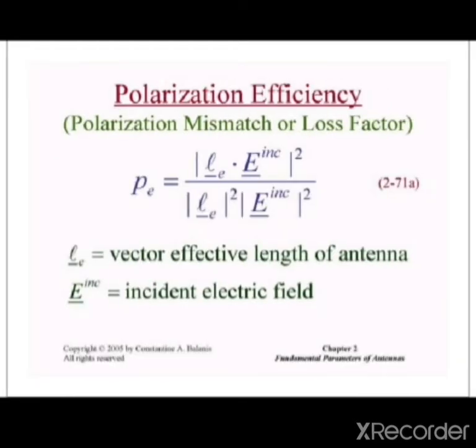Polarization efficiency, which is indicated by Pe, is equivalent to Le into E incident whole square by Le square into E incident square. Here Le is the vector effective length of the antenna, and E is the incident electric field at the antenna. So the polarization mismatch or loss factor should be considered using this formula, and we have to find the polarization efficiency.